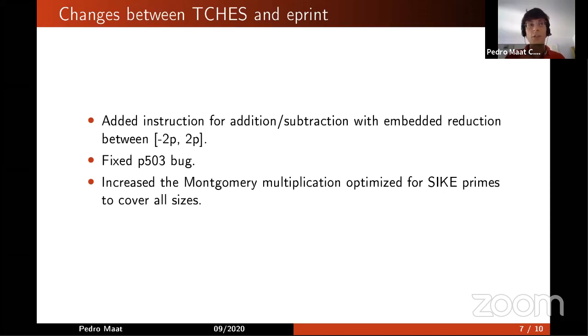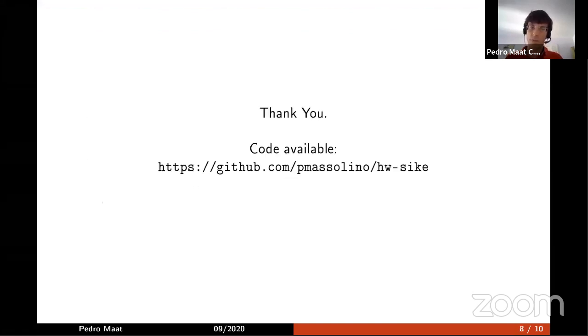Between the CHES publication and the ePrint publication, besides the scalar multiplications that were not in the CHES paper, we also updated a bug in the P503 parameter. That bug was discovered by Utimaco because they tested our architecture. Thanks to Utimaco for discovering it. The bug is fixed, and the ePrint has all the up-to-date results. The code is available on my GitHub. I didn't talk about it in my presentation, but it is available there. I'd like to thank everyone, and of course, all my co-authors. And that's it.